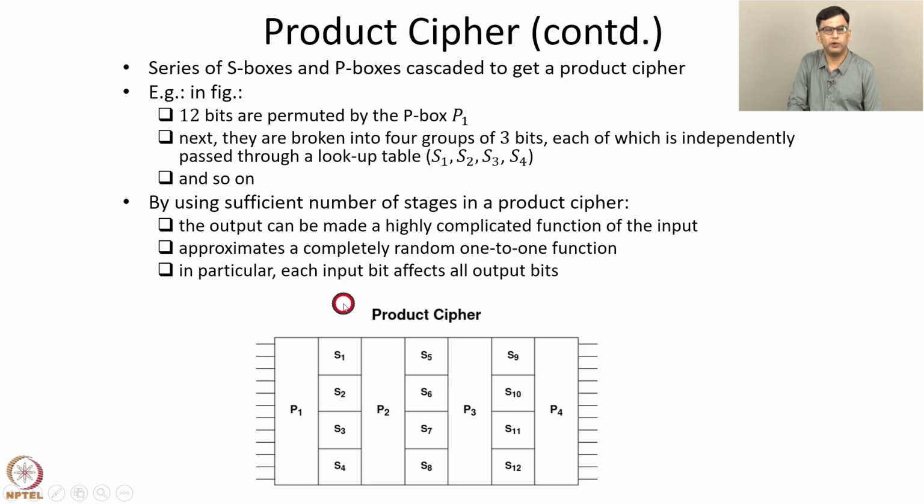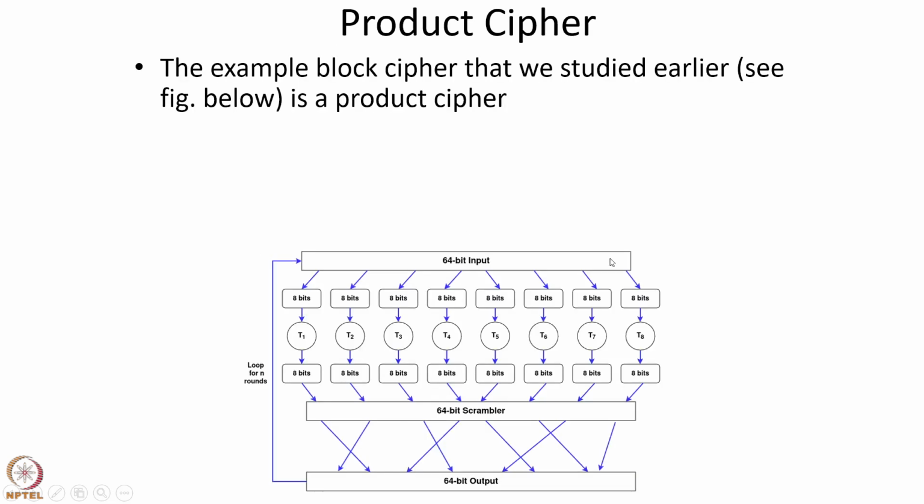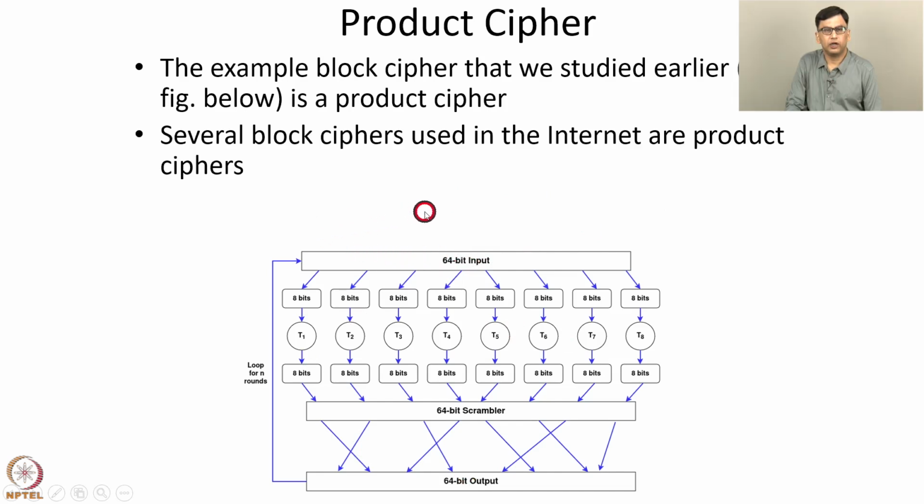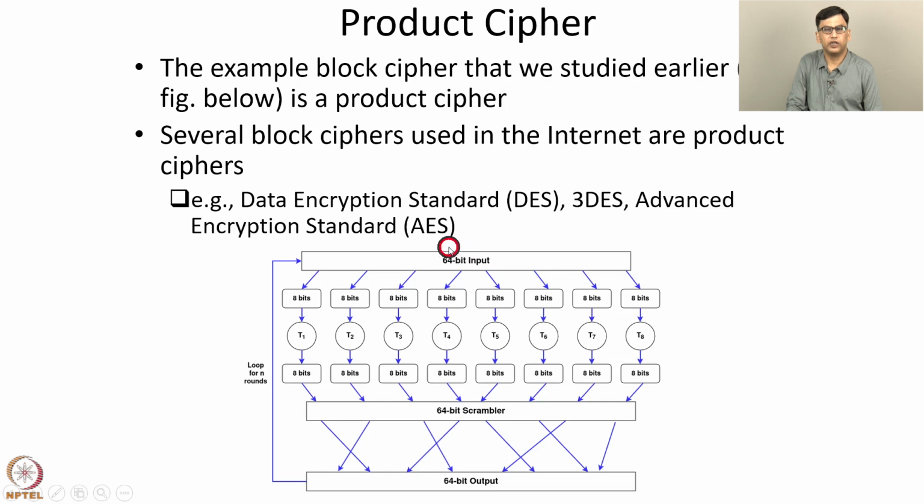In particular, each input bit affects all output bits, so we don't have predictable mappings of the sort that we discussed in the above examples. Also, a product cipher uses a small key, for example, 64 bits in length. The example that we studied earlier, which is shown in this figure here, is a product cipher. Several block ciphers used in the internet are product ciphers. Examples are DES, 3DES, AES. These are all product ciphers.